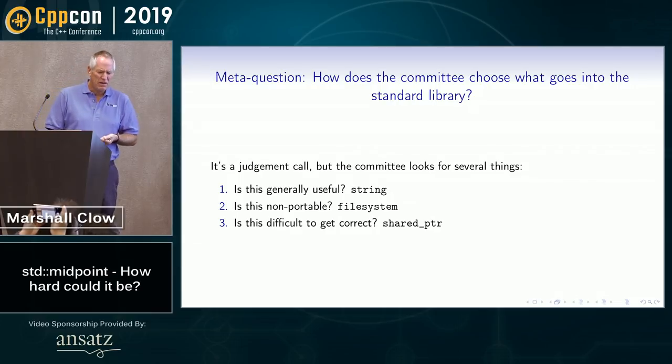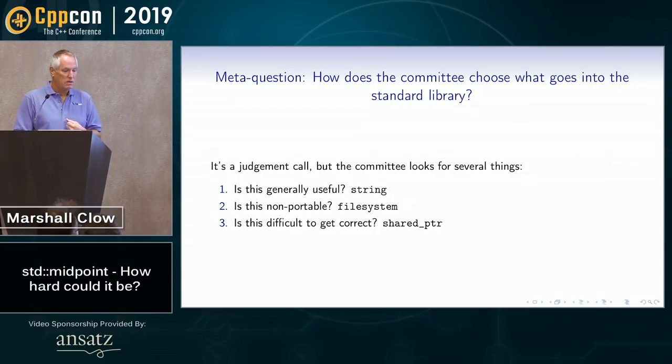We have three big buckets. Is this generally useful? Is this something that almost everybody is going to use? String and vector and things like that are poster children for that. Is this something that is really hard to get exactly right? Are there lots of corner cases that, shall we say, naive implementations would miss? Shared pointer absolutely falls into this category. There are all sorts of very weird corner cases in shared pointer that most people never see because your implementation takes care of them for you.